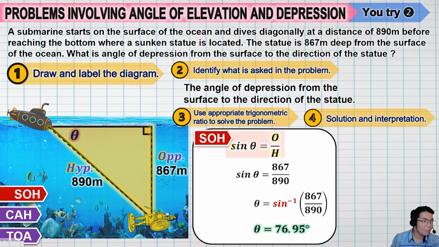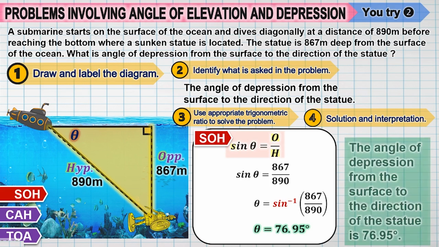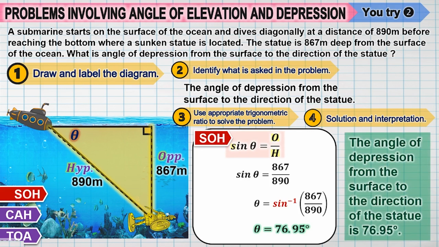So ano yung 76.95 degrees na nakuha nating value? Yung angle ko ng depression. Okay, very good. So that's the angle of depression created from this horizontal, the surface of the ocean, yun yung nag-serve as ating horizontal, going to the direction of the statue. Gets po?